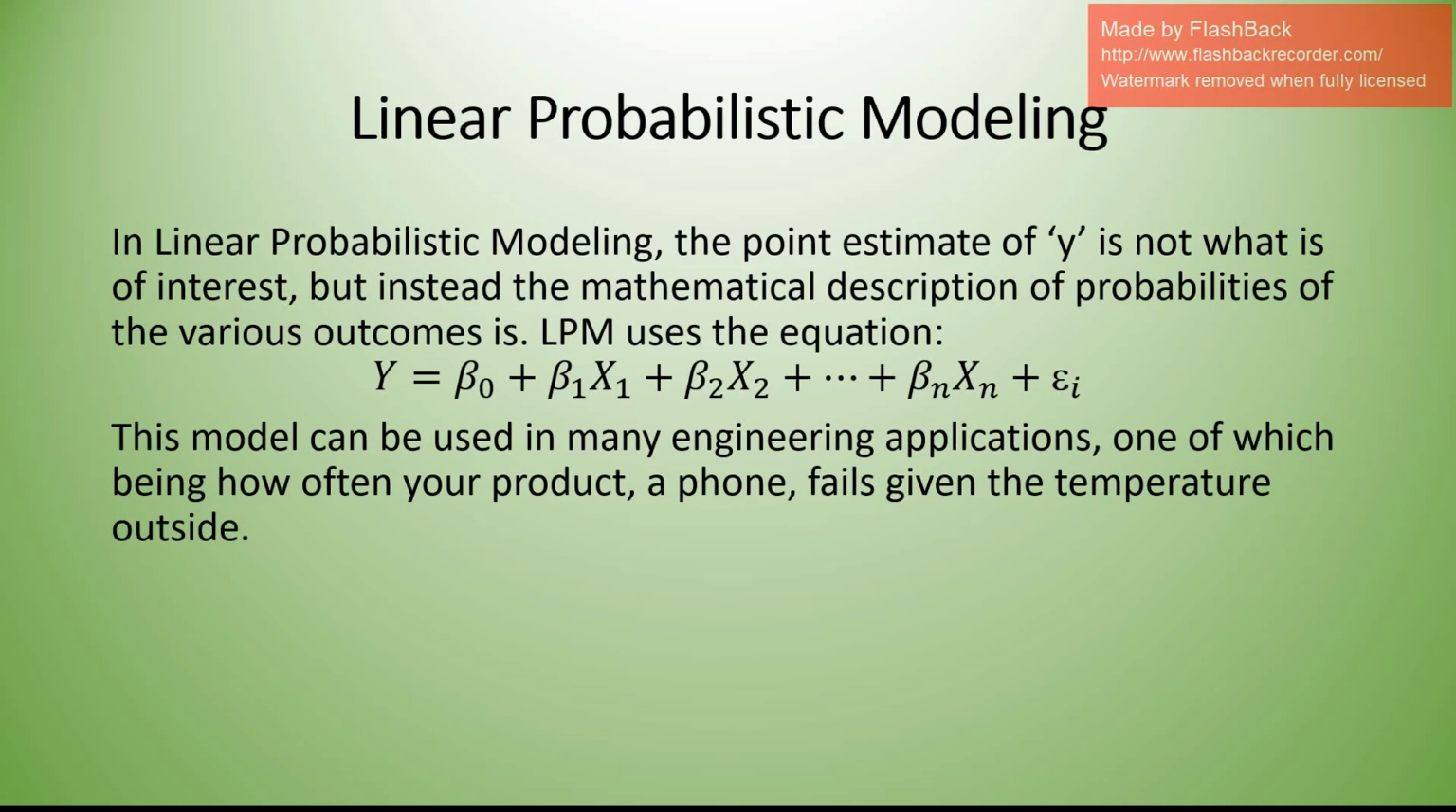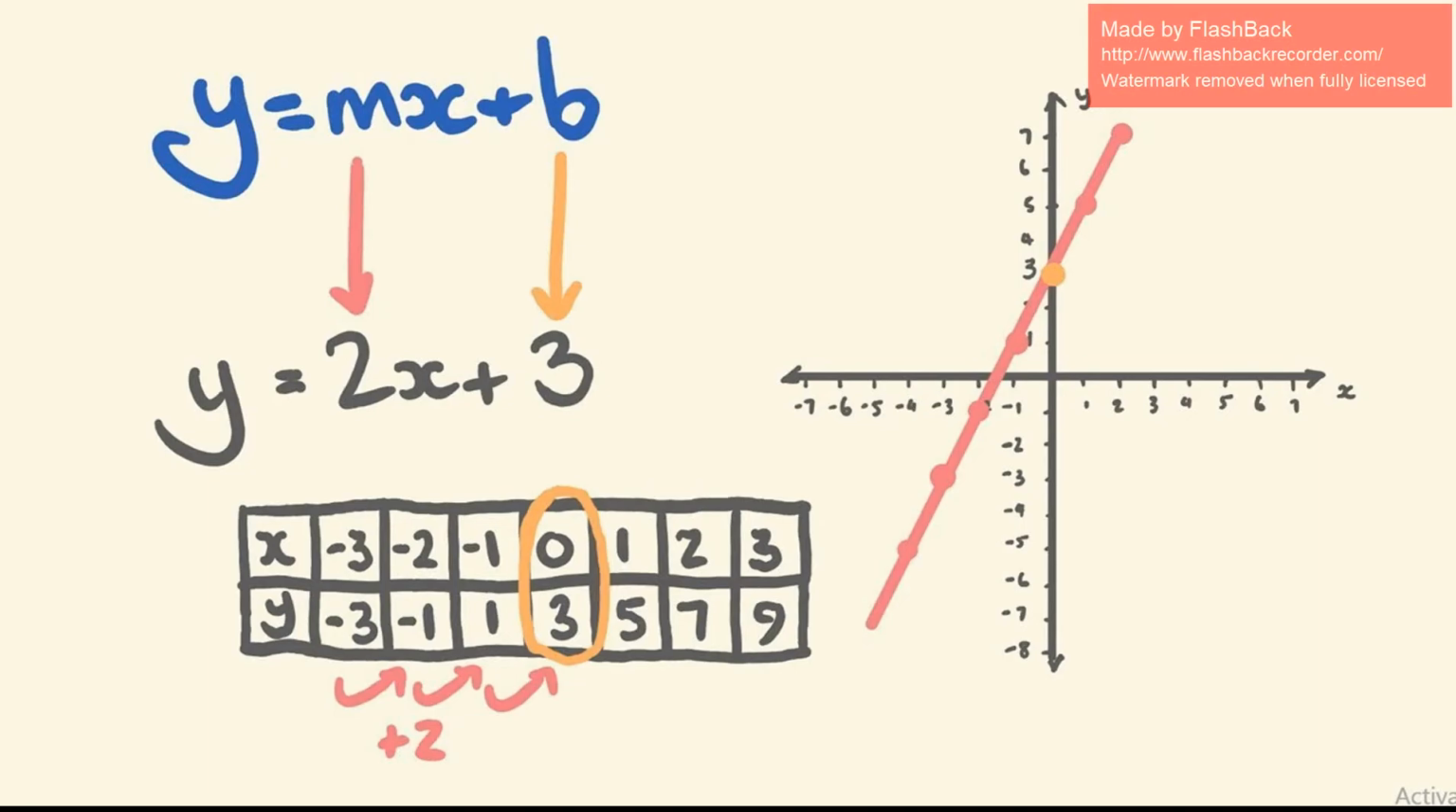Now, what is linear regression? Well, linear regression can be visualized using the equation shown in the middle of the screen. Y equals b sub naught plus b1 times x1 and so on. In this model, the point estimate of y is not what is of interest, but instead the mathematical description of probabilities of the various outcomes is. This model can be used in many engineering applications, one of which being how often your product, such as a phone, fails given the temperature outside.